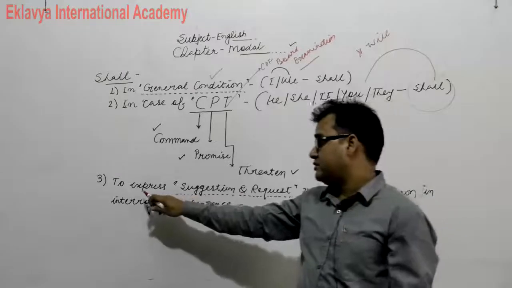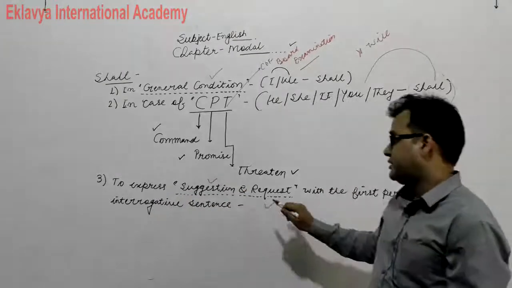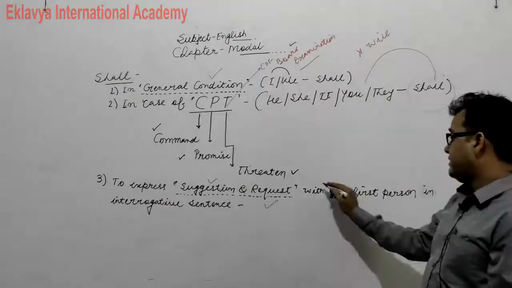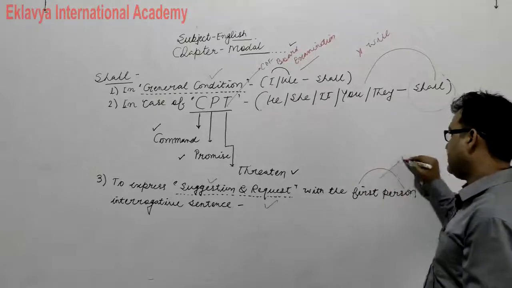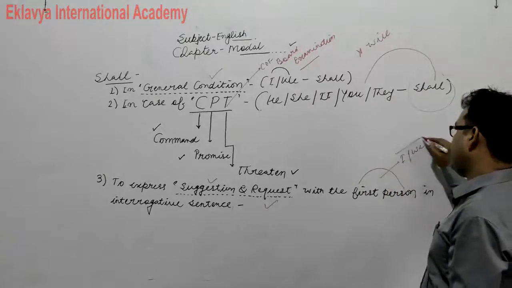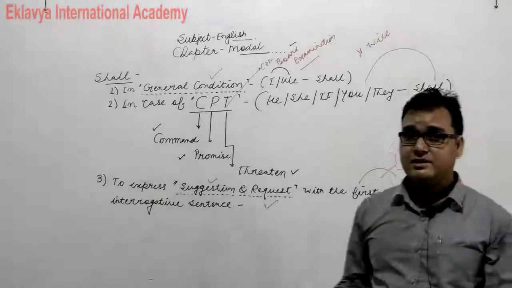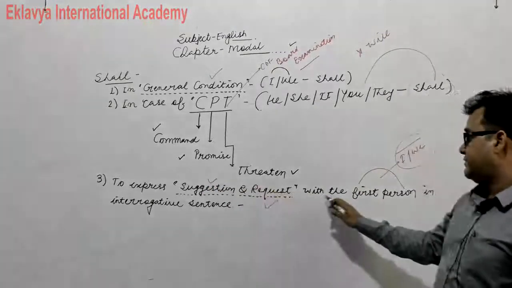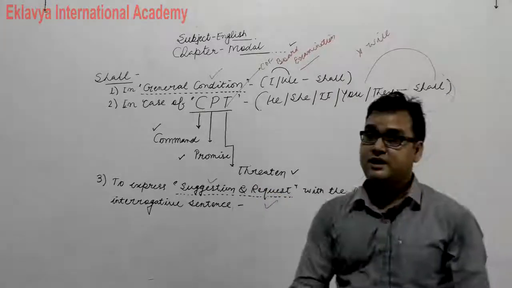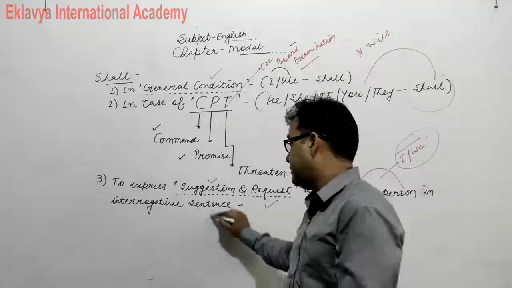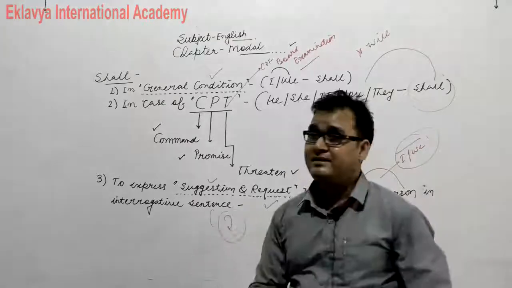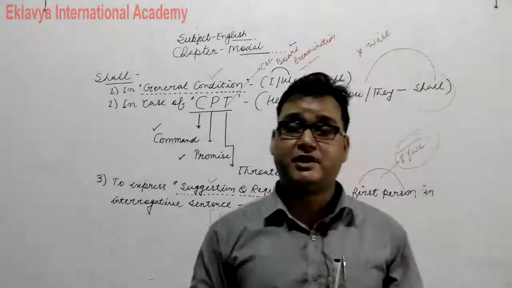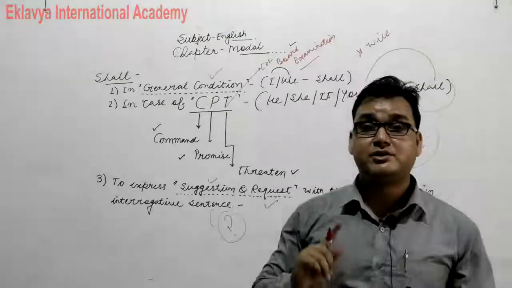And point number 3 is to express suggestion and request with the first person. With the first person, like I, my, me, we, ours. These are basically first person pronouns. To express suggestion and request with the first person in interrogative sentences. The sentence will be interrogative, and in that sentence we have the sense of suggestion and request, by using the shall model.